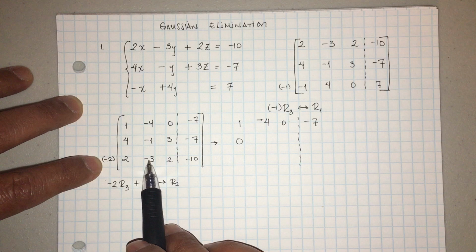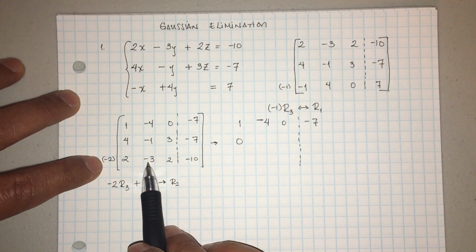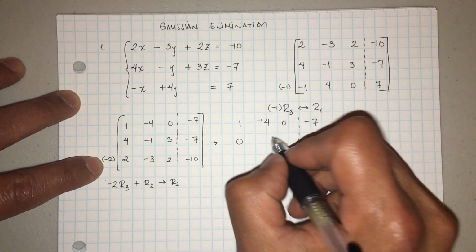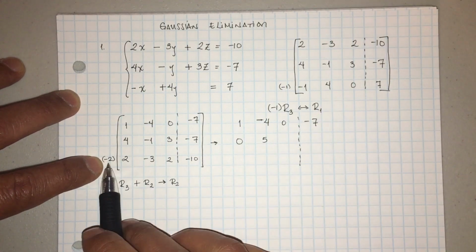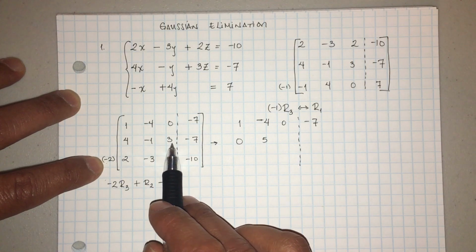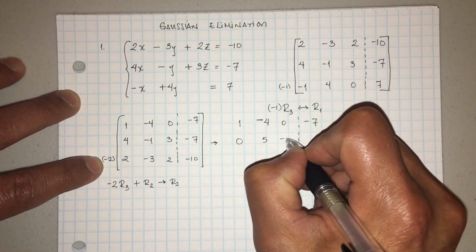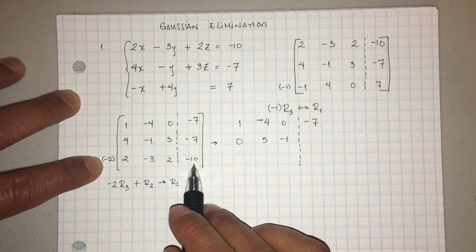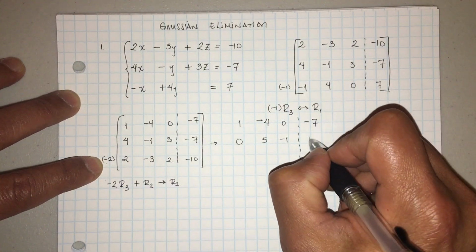Negative 2 times negative 3 is 6. 6 take away 1 is 5. Okay. Negative 2 times 2 is negative 4. Negative 4 plus 3 is negative 1. Negative 2 times negative 10 is 20. 20 take away 7 is 13.